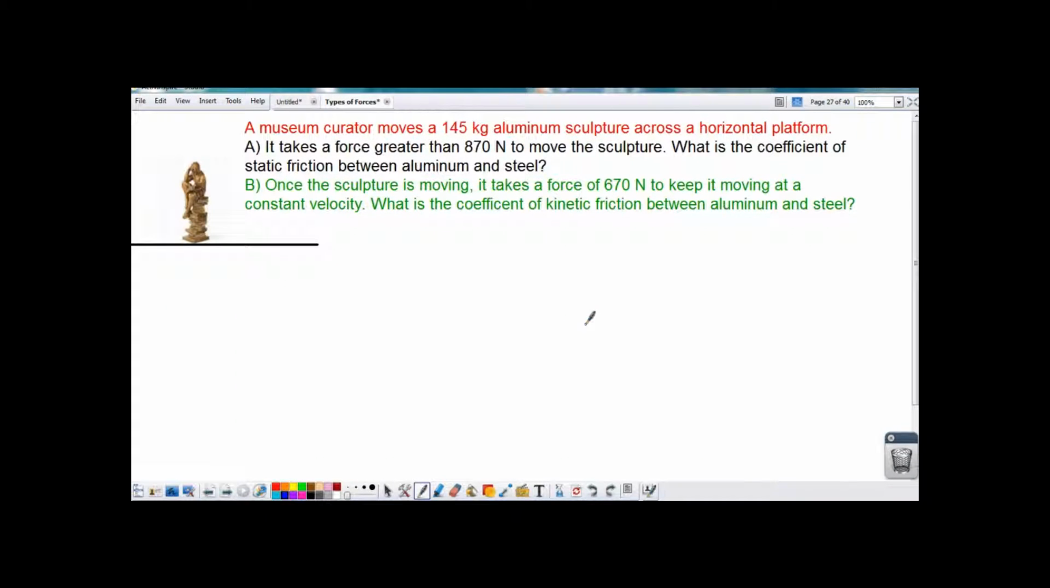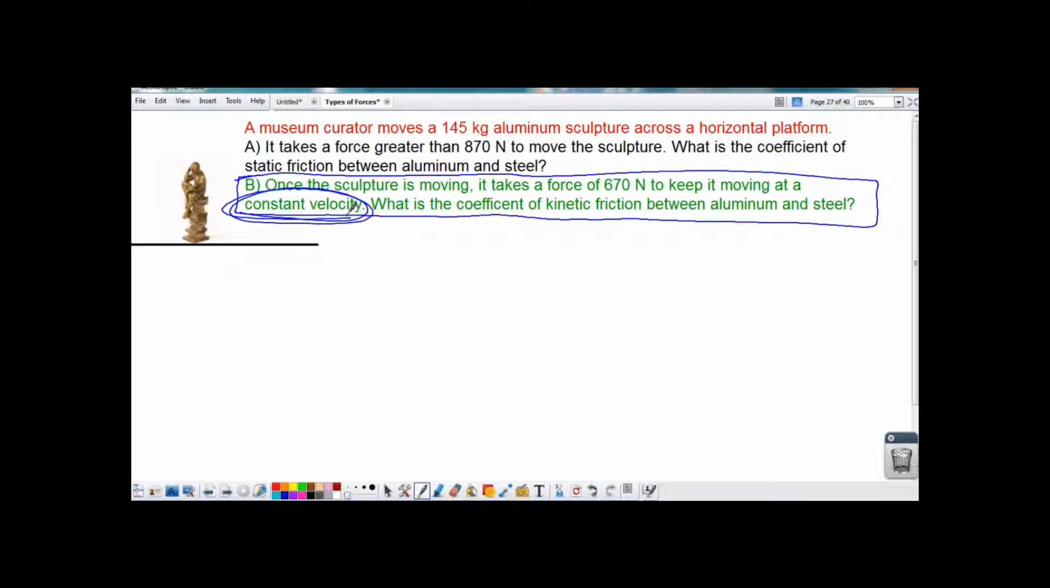Okay, so we're back looking at this museum curator moving the statue across the table again. Except this time we're looking at part B. Once the sculpture is moving, it takes a force of 670 newtons to keep it moving at a constant velocity. That is some keyword and key information for us. What is the coefficient of kinetic friction between aluminum and steel?